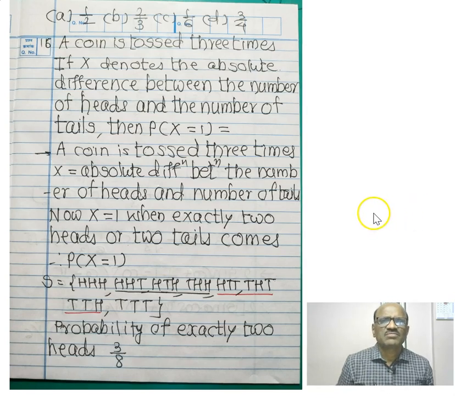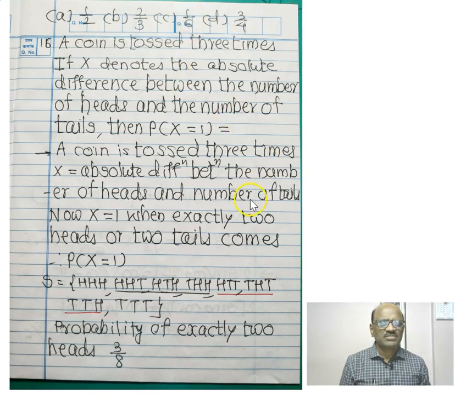Now next, a coin is tossed 3 times. If X denotes the absolute difference between the number of heads and the number of tails, then P of capital X equal to 1 is what? It is 1 upon 2, it is 2 upon 3, it is 1 by 6, or it is 3 by 4.